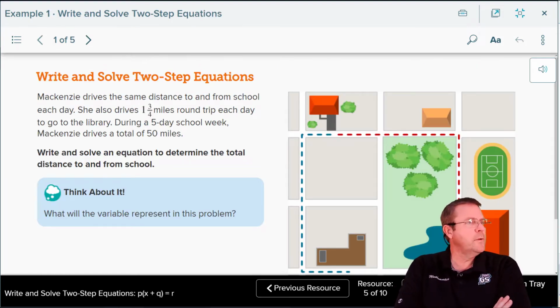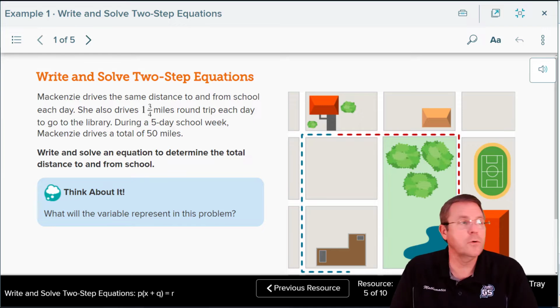For example 1, Mackenzie drives the same distance to and from school each day. She also drives 1 3/4 mile round trip each day to go to the library. During a 5-day school week, she drives a total of 50 miles. Question: write and solve an equation to determine the total distance to and from school.